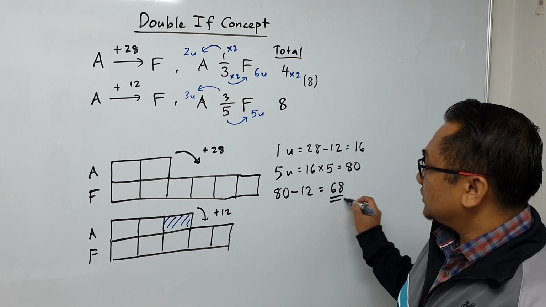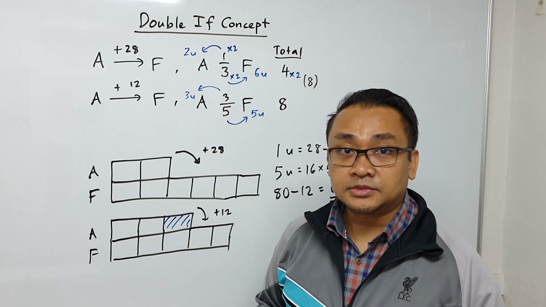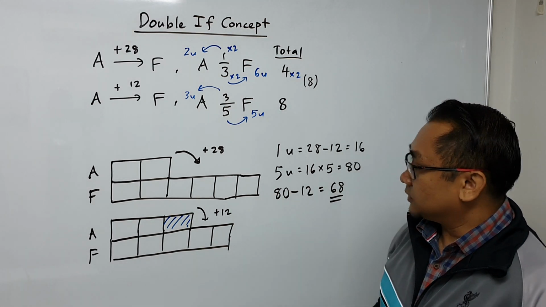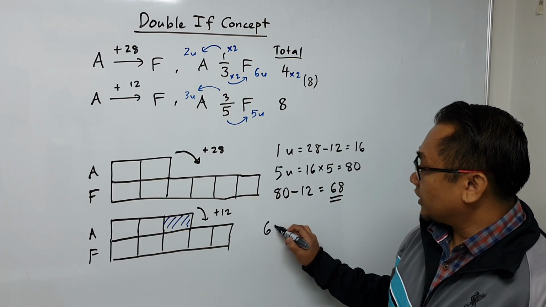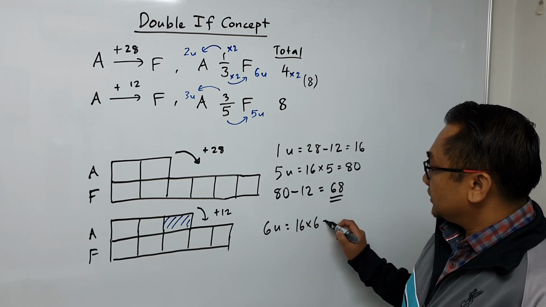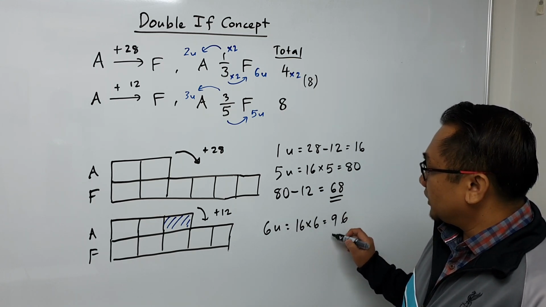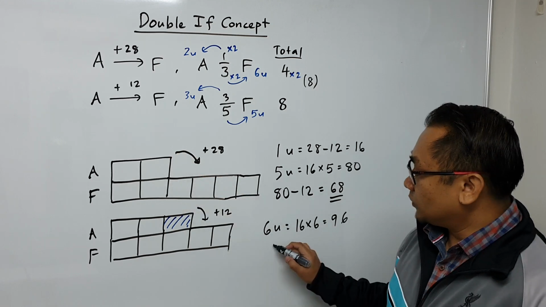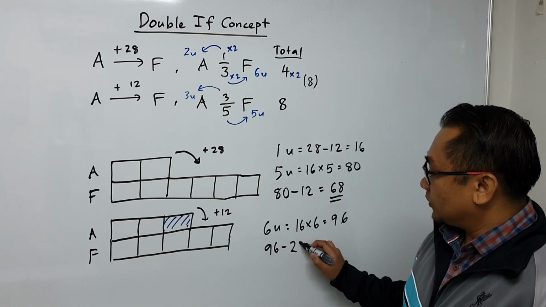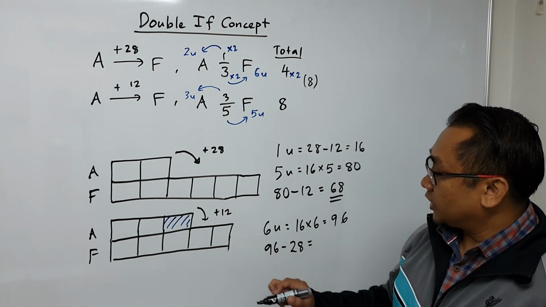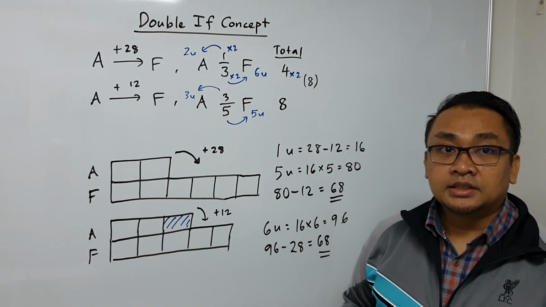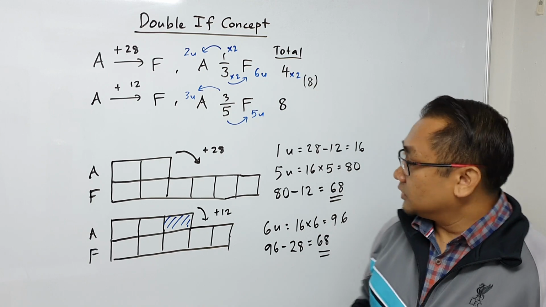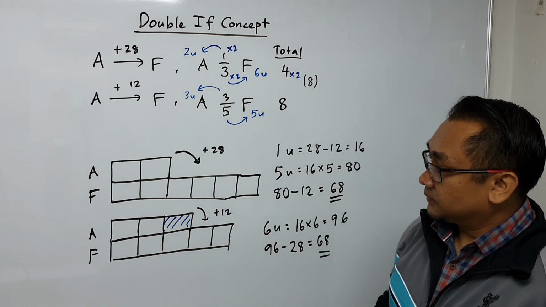So the answer is Fiona has 68 stamps at first. Okay, so this is the model drawing. You can also use the first scenario by finding 6 units. 16 times 6 will give you 96. But remember to give back Alfred the 28 stamps that he has given Fiona at first, and that will give you the same answer, which is 68.